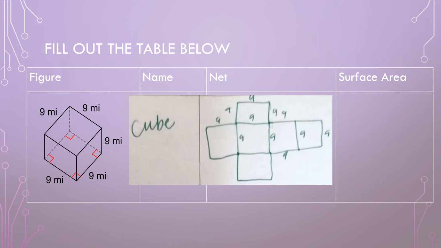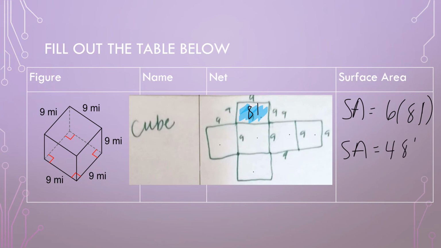Now we have our cube. The easiest way to do a cube is you know that each side of the cube is exactly the same. So we know that this side here, 9 by 9, is 81. And you have 1, 2, 3, 4, 5, 6 sides that are 81 square miles. So we would then just do 6 times 81 to get our full surface area of this cube, which would be 486 miles squared.